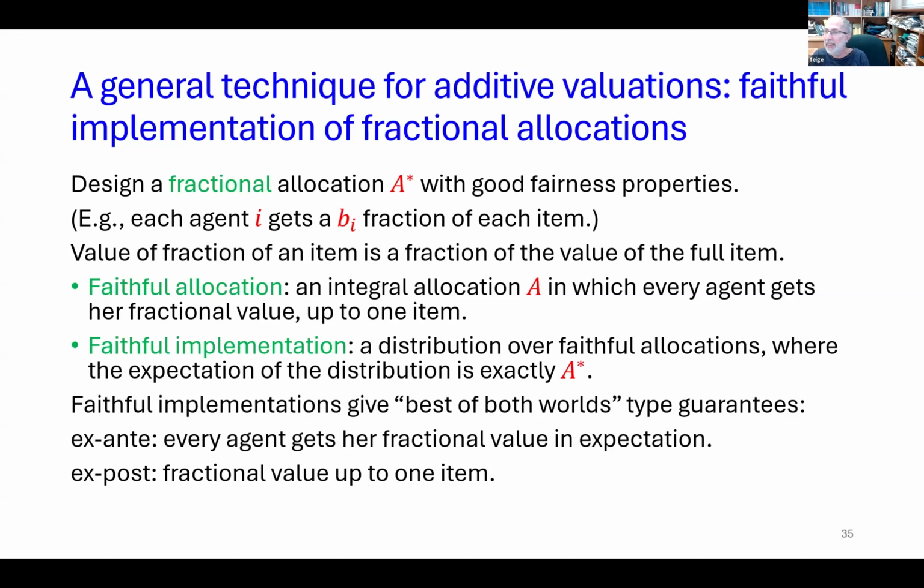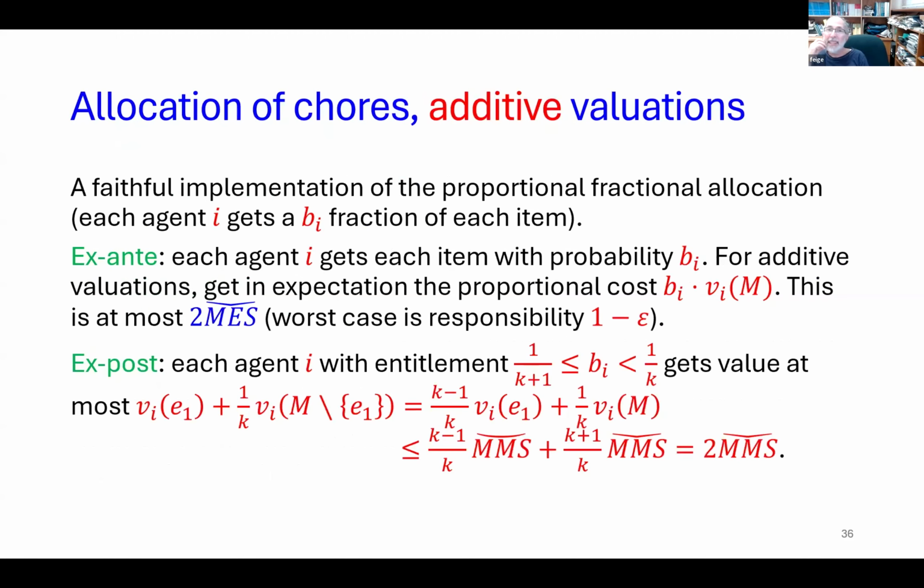If your responsibility is to do, let's say, 1 chore, and instead you do 2, then you just doubled what you got. So it's an approximation ratio of 2. This technique is very good when we want to have best of both worlds results for chores. We can also use it for goods, but it's more difficult to use it for goods. For chores, it's relatively straightforward how to use it.